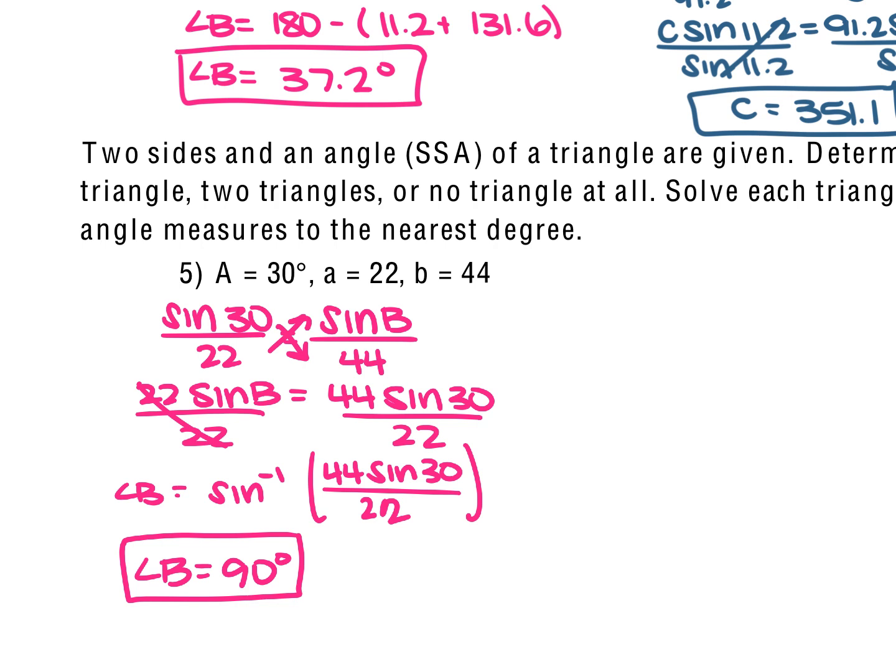To keep going with this, we're going to find angle C of this first triangle. So angle C is going to be 180 minus the sum of 30 and 90. So that's 180 minus 120, which is 60 degrees for angle C.